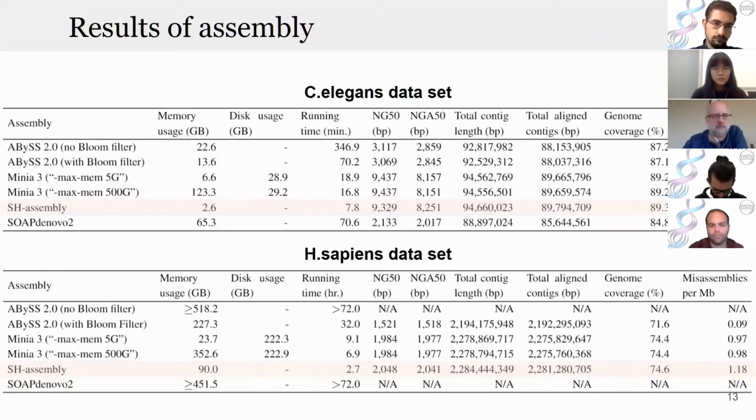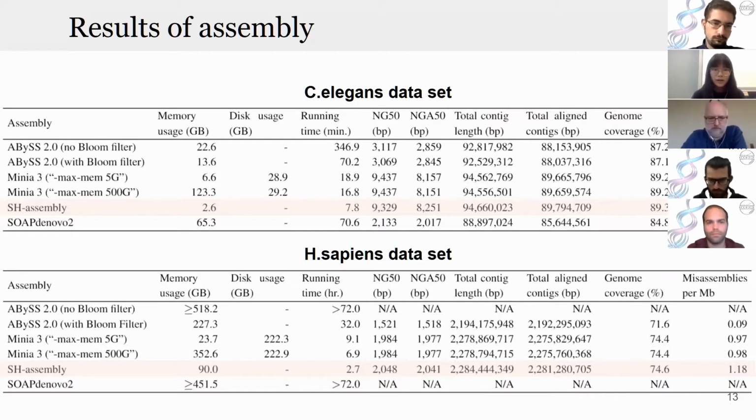We use our method and other 3 assemblers to assemble the sequencing data of C. elegans and Homo sapiens into contigs. For C. elegans data assembly, our assembly consistently was the most efficient method in terms of both the memory usage and the running time. For Homo sapiens assembly, our assembly used only 2.7 hours, and the memory usage was much lower than other memory-based methods.